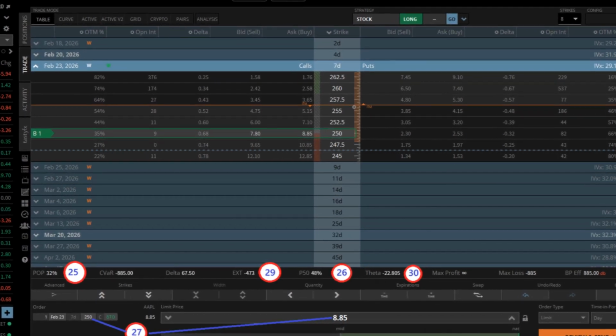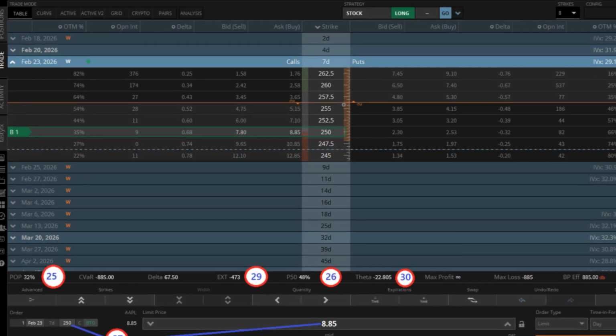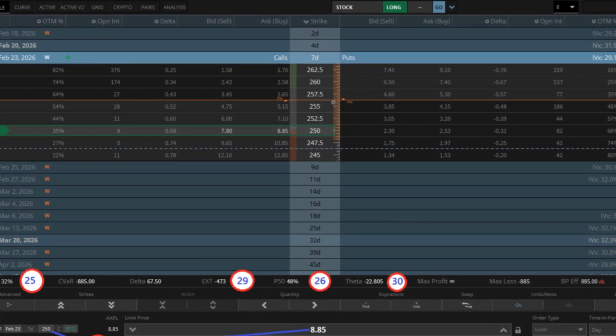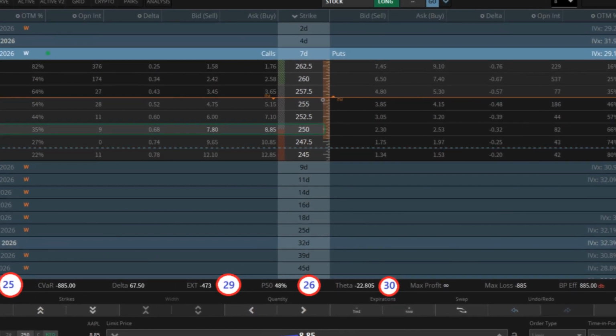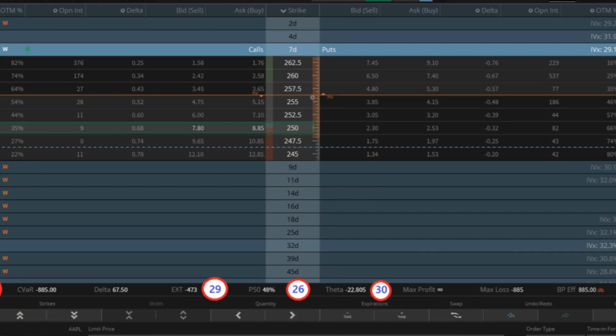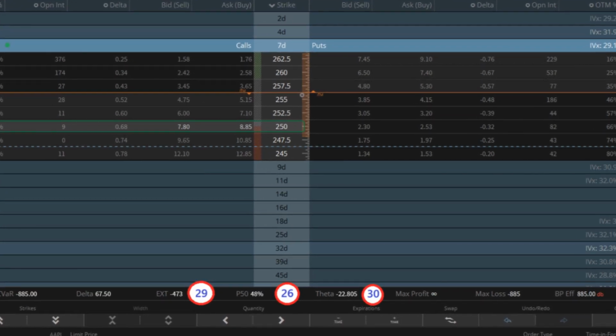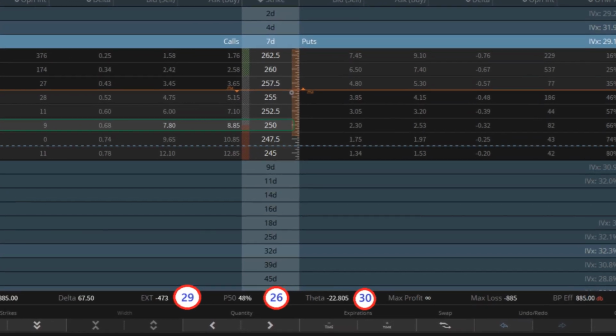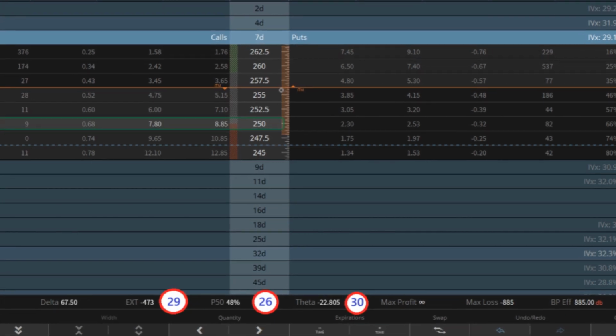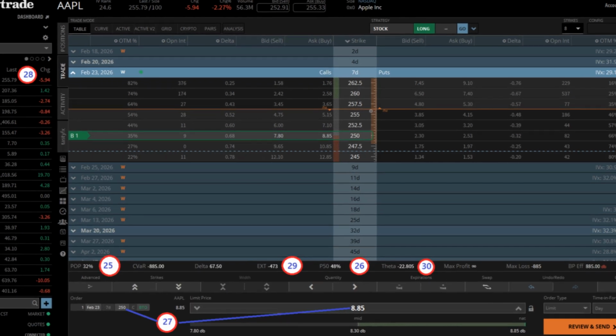28. Intrinsic value. This is the real value the option already has. Example: if a call strike is 170 and stock is at 175, then intrinsic value is $5. This part of the option does not disappear with time. It's the solid portion of your premium.